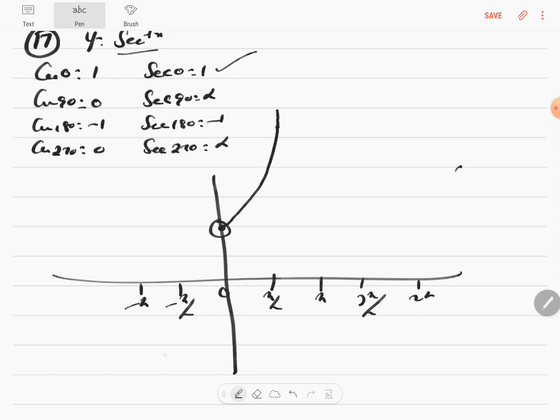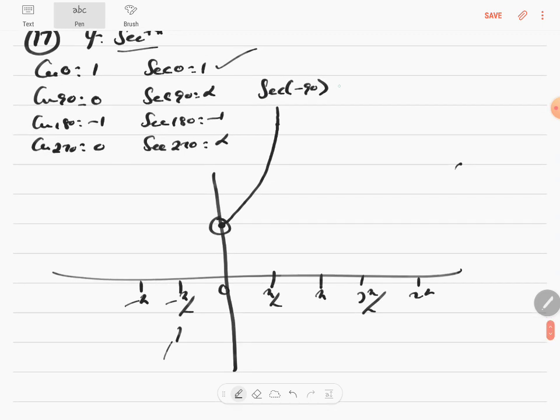What about minus pi by 2? Secant of minus 90, you know cos of minus theta is cos theta. Secant of minus 90 is also secant 90, and it's again infinity. So again at this point it is infinity. So it's going to become like this. This is the graph for secant.